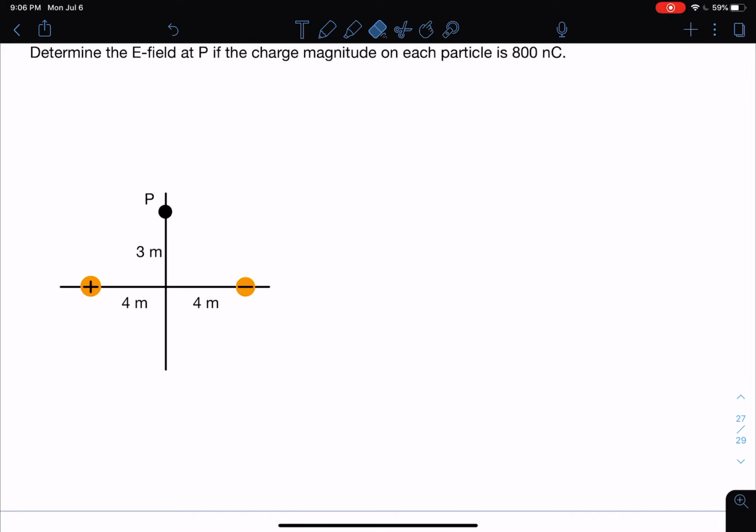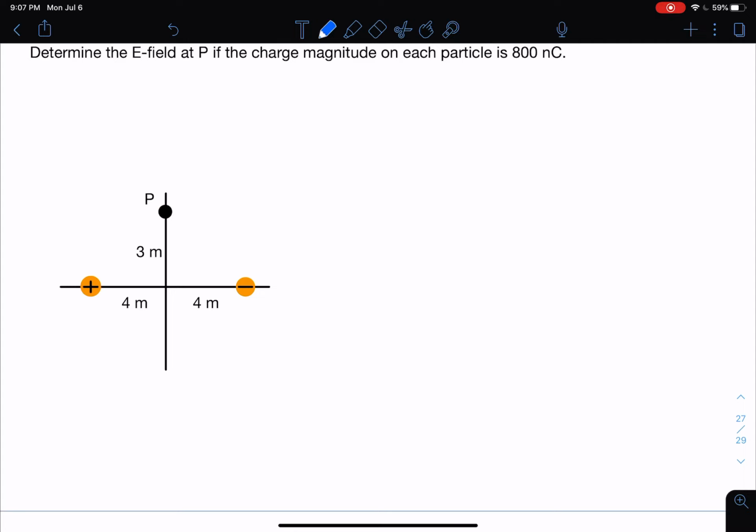Determine the E field at P if the charge magnitude on each particle is 800 nanocoulombs. So you can see here in the diagram, this is point P. It is located 3 meters away from the origin. Here are the two particles, and they are each located 4 meters away from the origin. And the goal here is to determine the net electric field at point P.